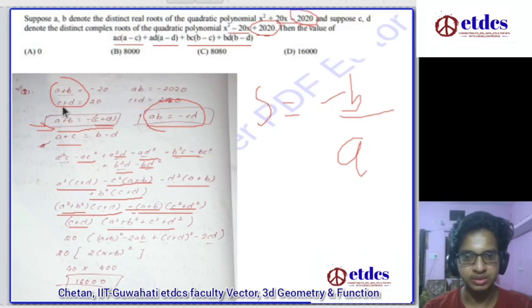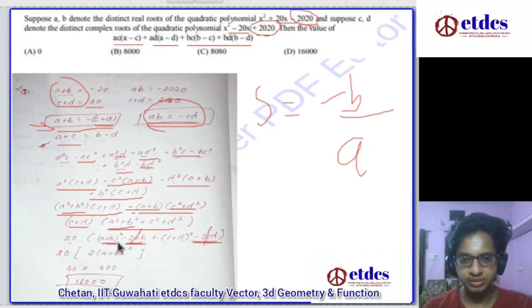I'm sorry, c plus d value is 20. And then we have a square plus b square, which we can write as a plus b whole square minus 2ab. Similarly, c plus d whole square minus 2cd. We have the a plus b and c plus d values, and here the interesting part comes: minus 2ab and minus 2cd. We know ab is equal to minus cd, so this term and this term get cancelled.